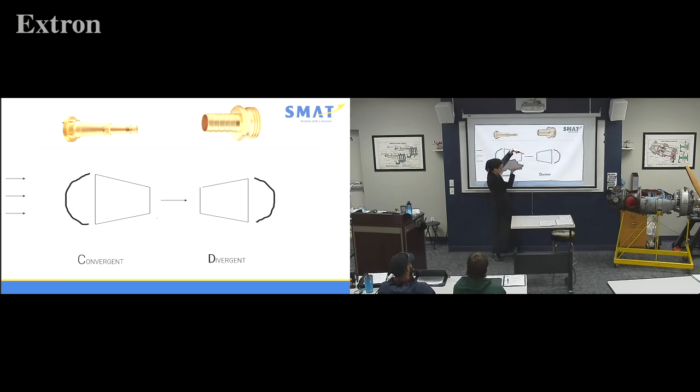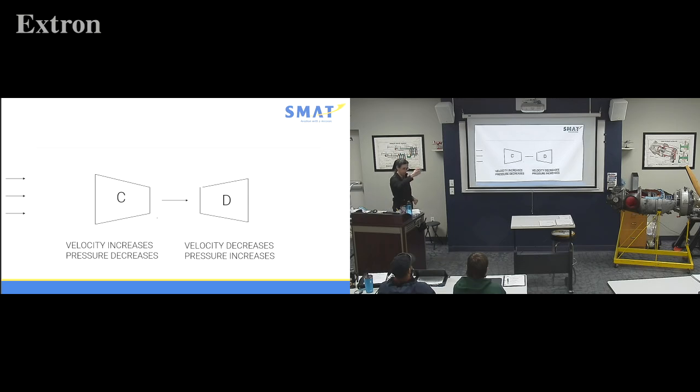Now, subsonic airflow, what is happening in a divergent duct? The velocity decreases, and pressure does what? Increases. So should I confirm if you were right? Yes.